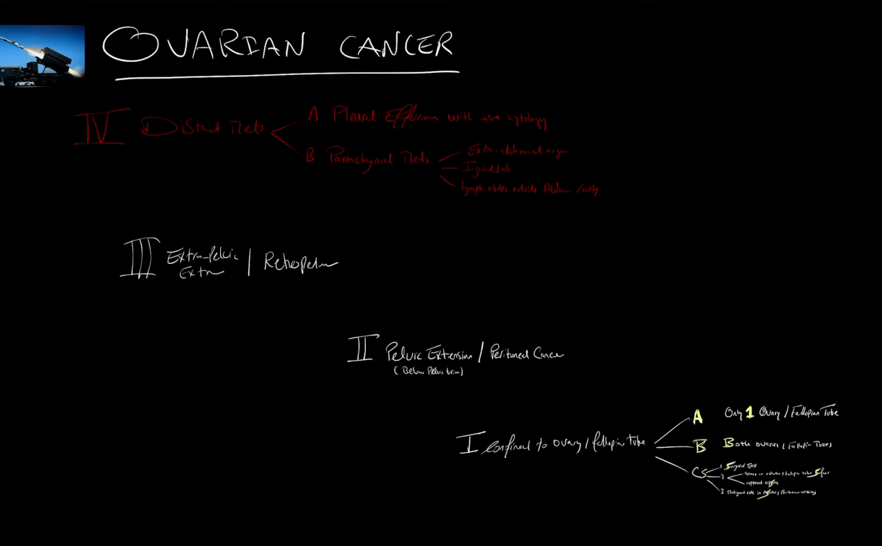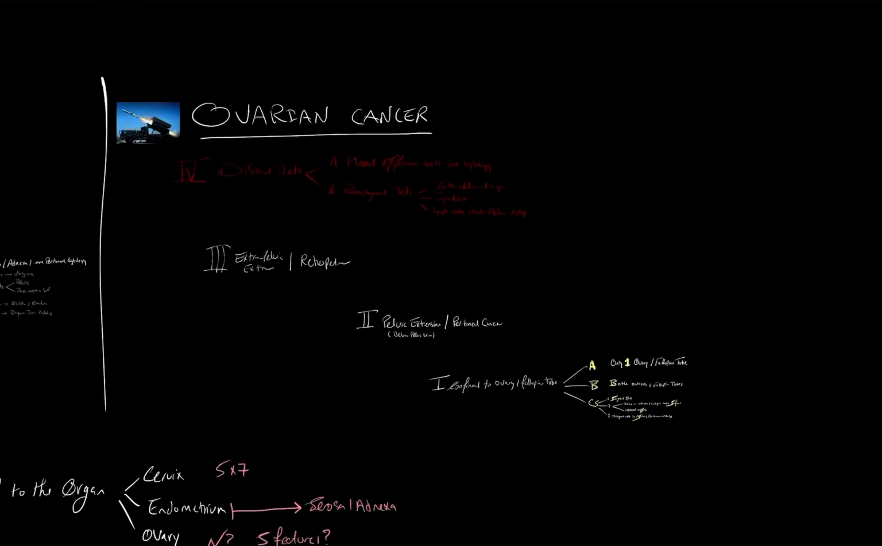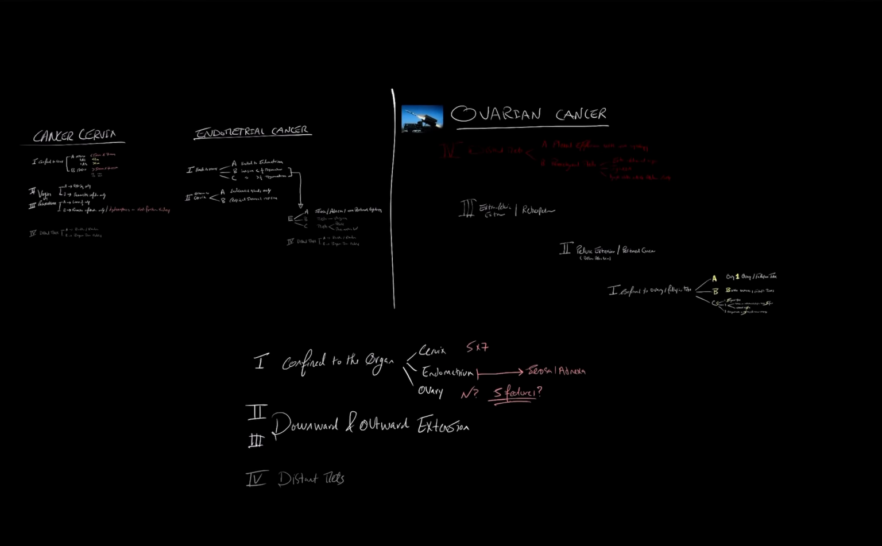And these distant mets usually go to the lungs, forming pleural effusions, or to the parenchymal mass like the extra-abdominal organs or extra-pelvic organs like the liver or the spleen, the inguinal lymph nodes or lymph nodes outside the abdominal cavity. And that was the end of this video.